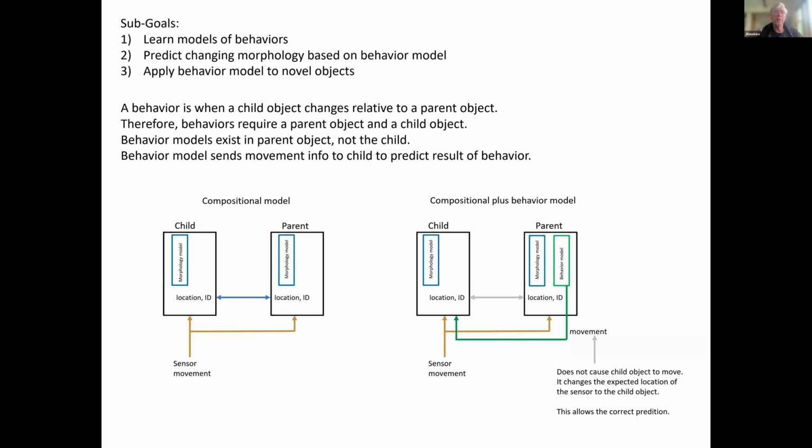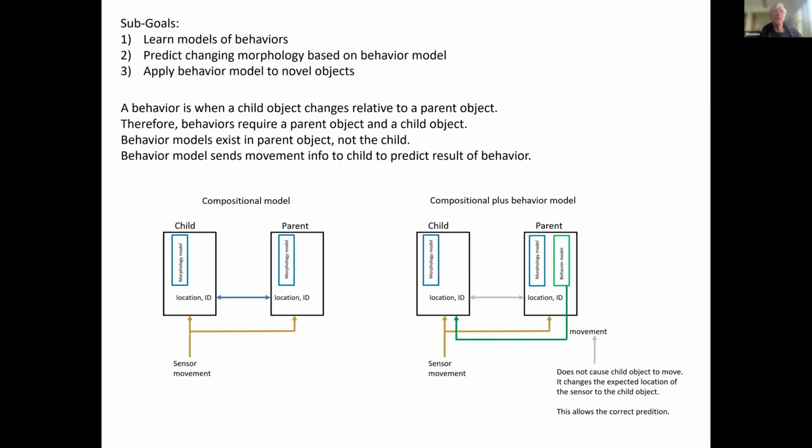It's a subset of it in some sense. We have two morphology models, one for the child and one for the parent. Going back to the coffee cup, that would be the logo on the left and the cup on the right. And they both are updated. They both have a point where the sensor is focused at that moment in time.